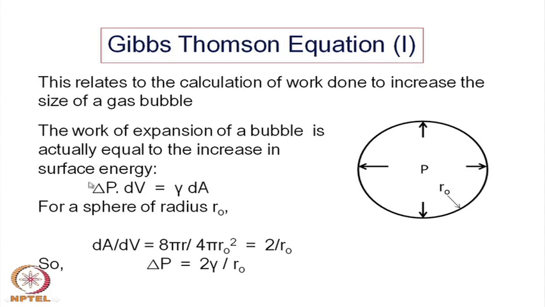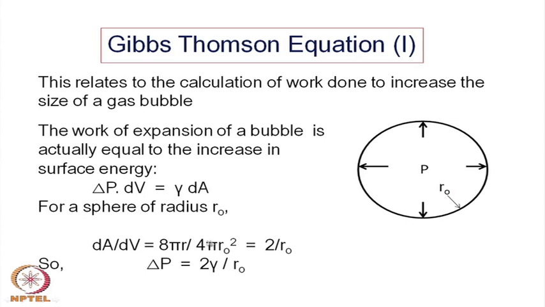So, in this form, delta P is the difference in pressure, dV is the change in volume, gamma is the surface energy per unit area, and dA is the change in area. So, this is the work done by the surface energy term, and this is the work done by the pressure difference. So, that must be equated.